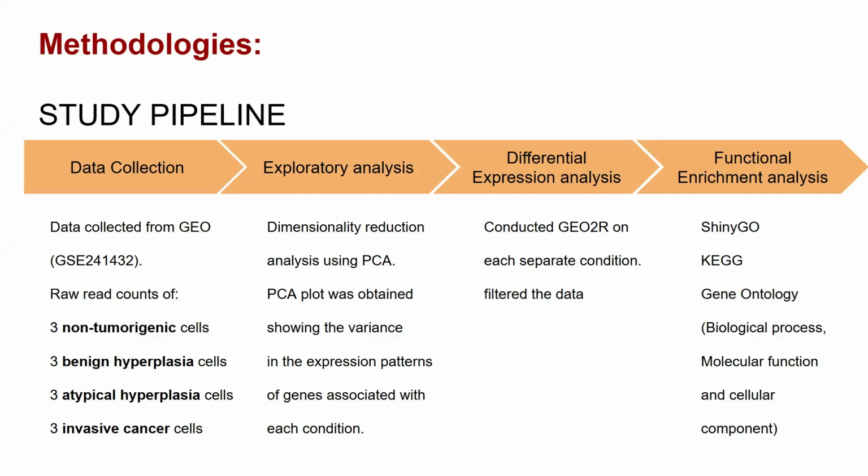up or down regulated. Then I moved to functional enrichment analysis, where I used ShinyGO and KEGG for exploring what biological processes and pathways these genes belong to. And then finally, I compared across all the three conditions with Venny 2.0 and found overlapping genes between different stages.